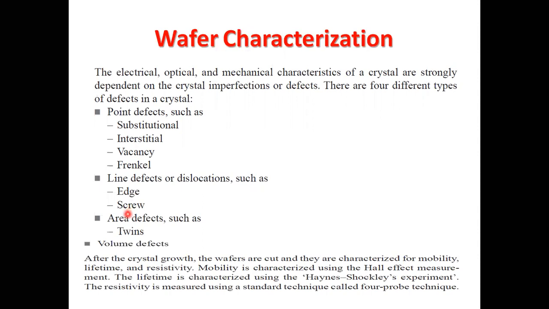Next one is the area defects. Area defects are of 2 types, twins and grain boundaries. Next is the volume defects. Now what happened? After the crystal growth, the wafers are cut and they are characterized for mobility, lifetime and resistivity. Now you can understand this mobility, lifetime and resistivity, all things you have learned in the solid state devices subject. I hope you remember all this. Now mobility is characterized using the Hall effect measurement.